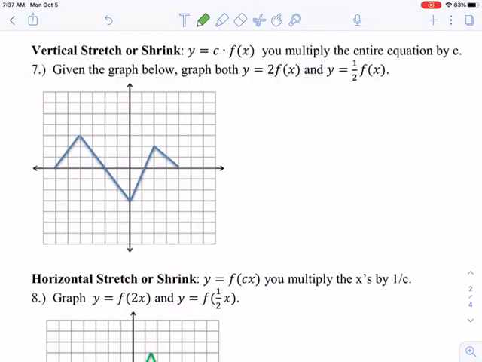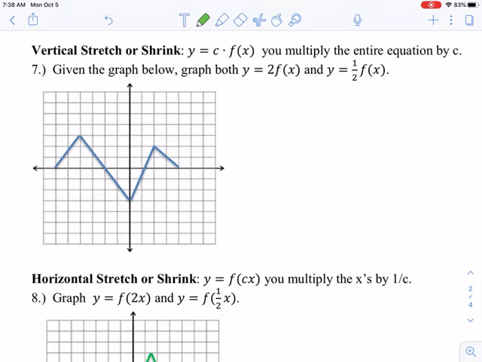Now let's take a look at vertical stretch or shrink. When you have a vertical stretch or shrink, you have a constant c out in front of your function. To multiply the entire equation by c means that I'm going to multiply the y coordinates by c. The x coordinates will stay the same.